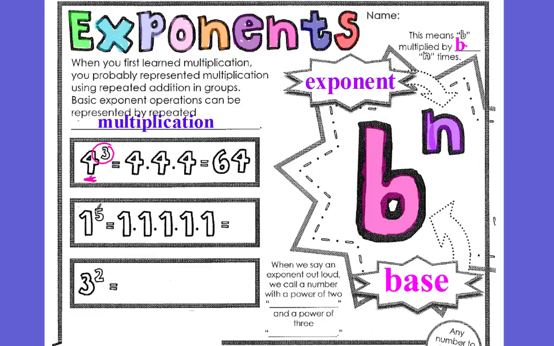If we have 1 to the 5th power, we're repeating the 1 5 times. 1 times 1 times 1 times 1 times 1. And of course, 1 times anything is itself, right? So the answer is 1. So 3 squared, if we expand it, what we're repeating is the 3. How many times are we repeating it? 2 times. So it's going to be 3 times 3, and 3 times 3 is 9. So when we say an exponent out loud, we call a number with a power of 2 squared, and a power of 3 is cubed.